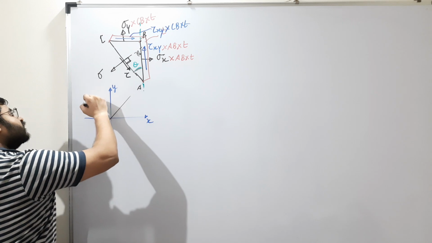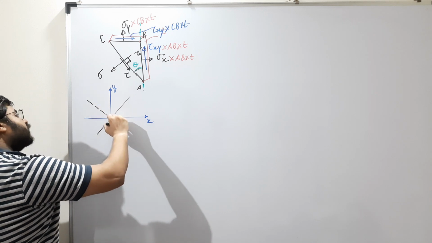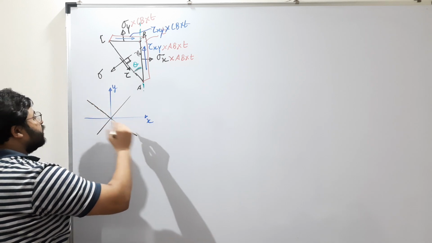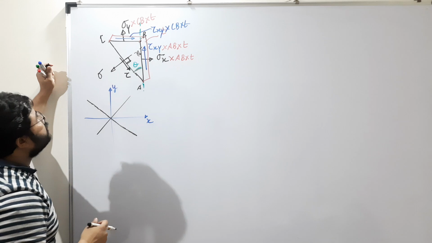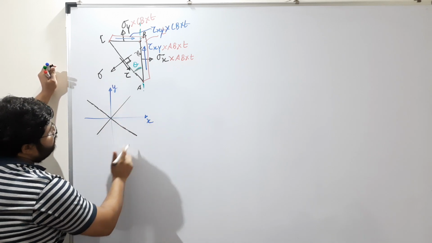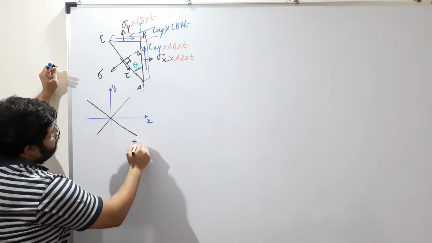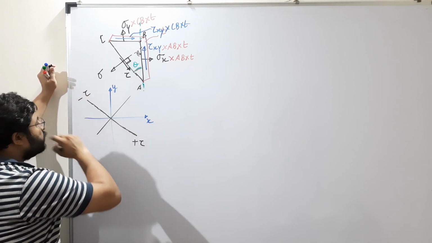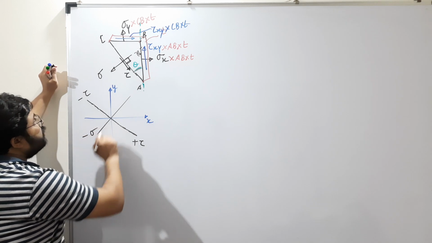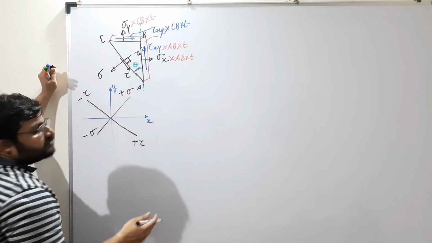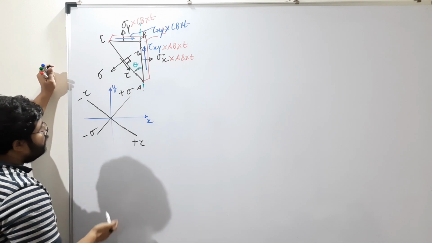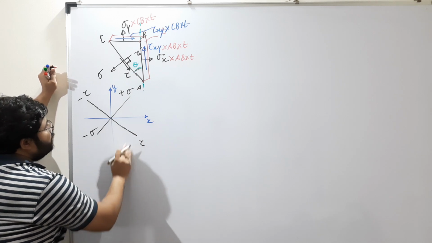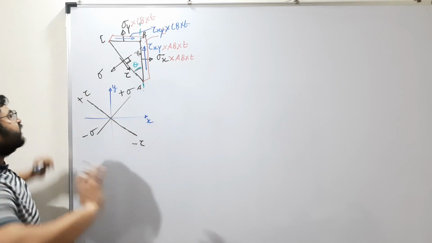Like this is up to us how we are going to write. Right, we will write like this. Now this can be taken as positive tau, and this can be taken as negative tau. This can be taken as negative sigma, and this can be taken as positive sigma. That is up to you. Whatever you want to write, you can write. This convention we can change as per our convenience. Now if you want, we can take this also negative and this positive. That is fine, no issue with that.